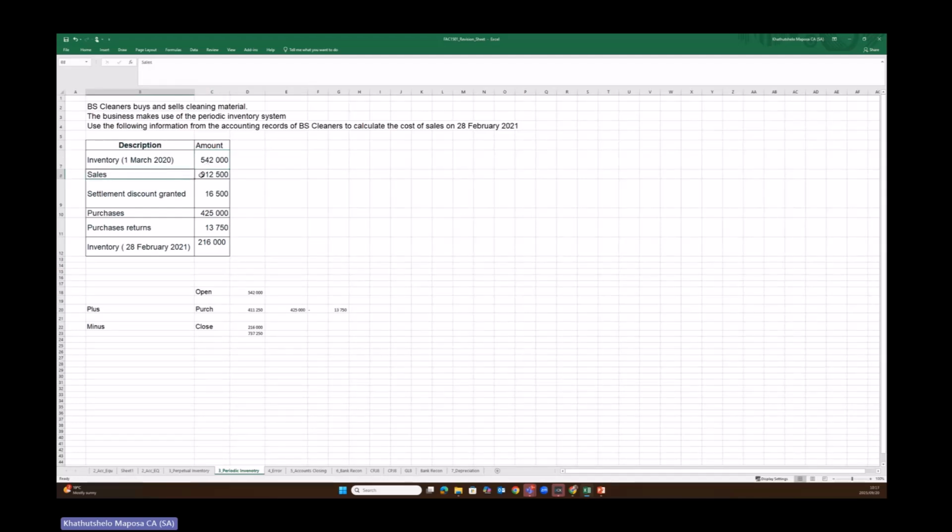When you are selling it, you are going to debit bank 912 if you sold it for cash, and credit the sales for 912, and you don't add an additional thing. The very same goes to all the other items. That's how we deal with the cost of sales.